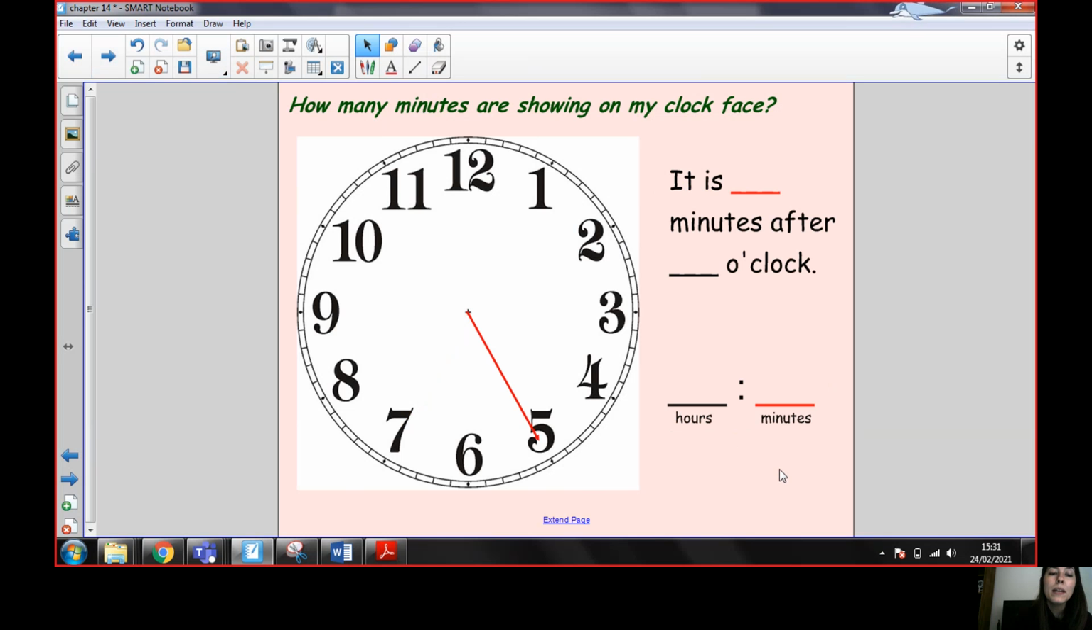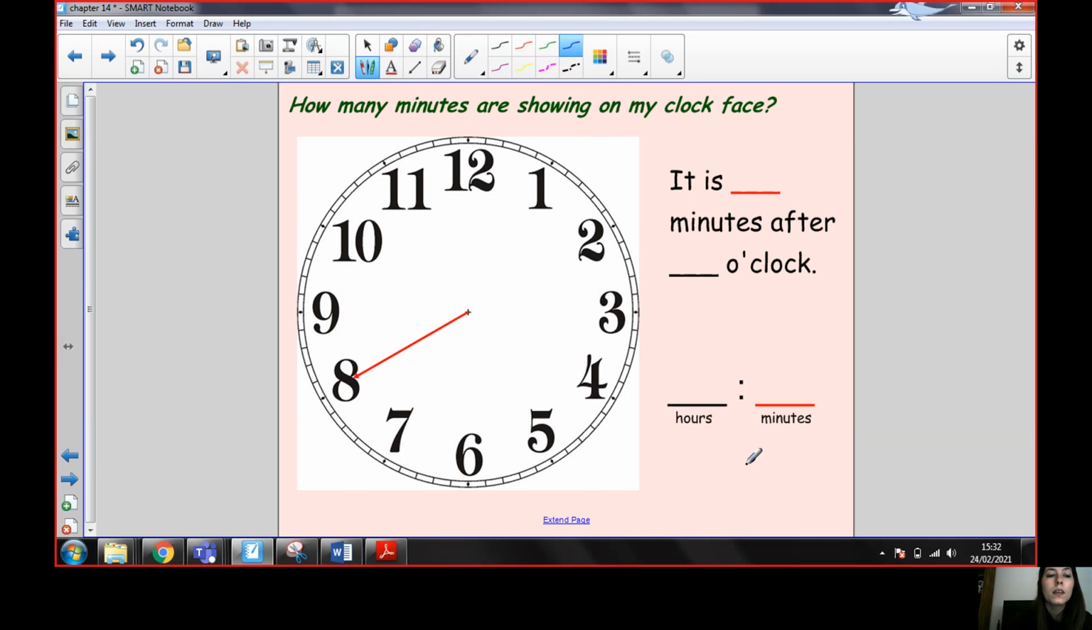What about this one? How many minutes would the 5 represent? How many minutes after? What number is going to go here? We know it's not just 5 minutes. We need to count in fives. 5, 10, 15, 20, 25. It must be 25 minutes after something o'clock. And when we write that as our digital time, our minutes always go last. So you're going to see some of this today later on in your workbook pages.